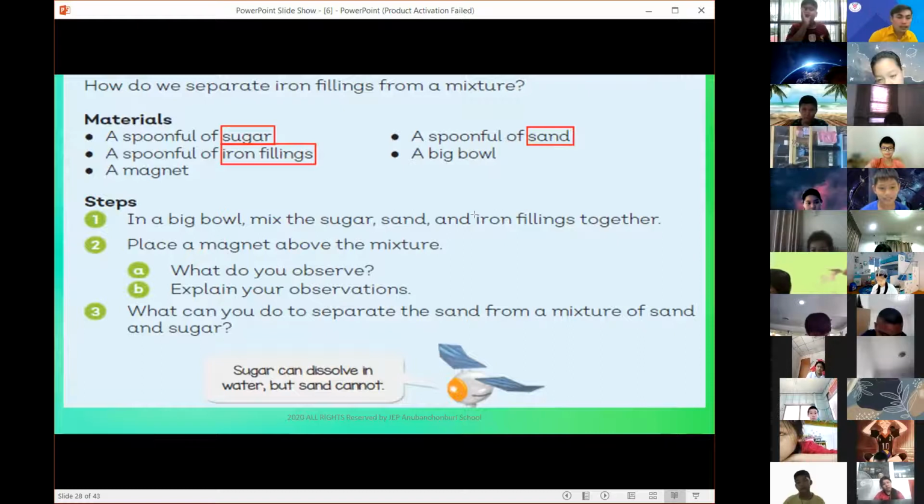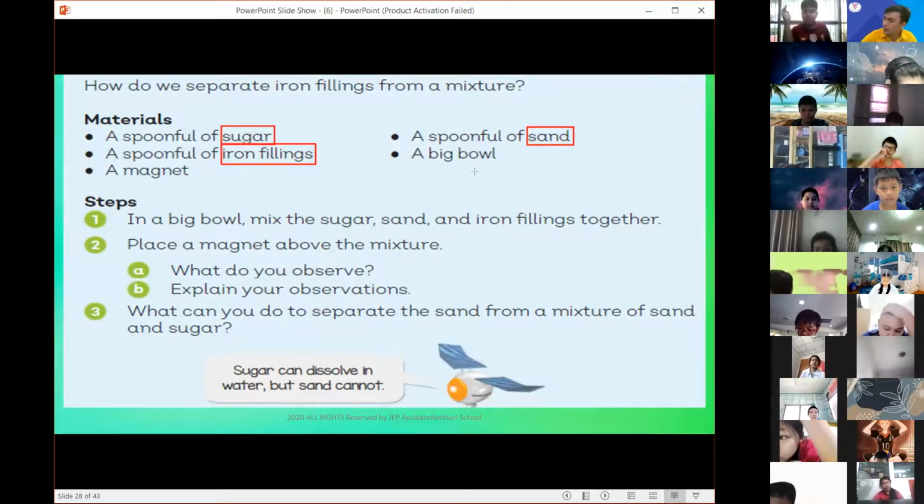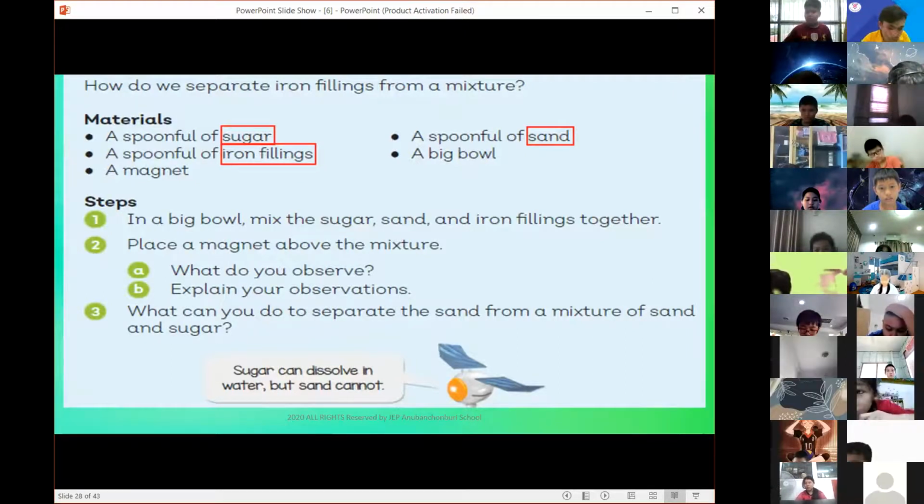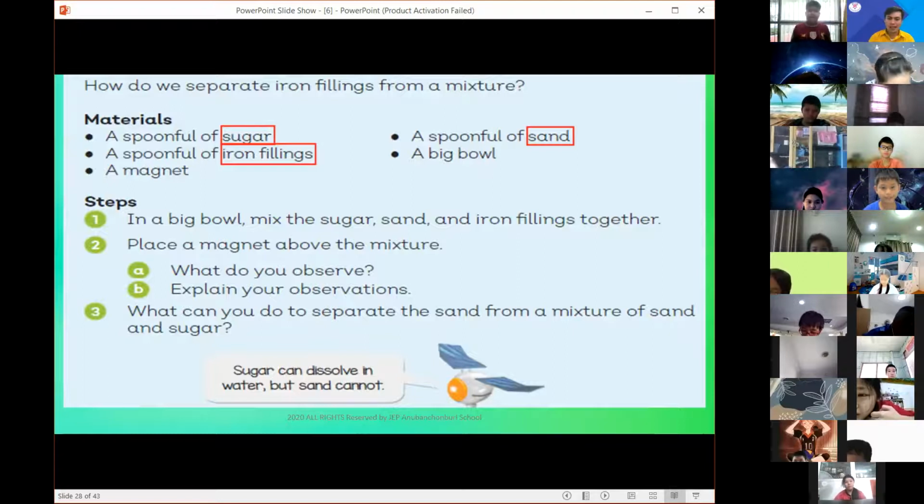All right. This is very simple. In number one, in a big bowl, mix the sugar, sand, and iron fillings together. Okay. So imagine if we're going to mix them together now. Place a magnet above the mixture. What do you observe? Let's answer this together.